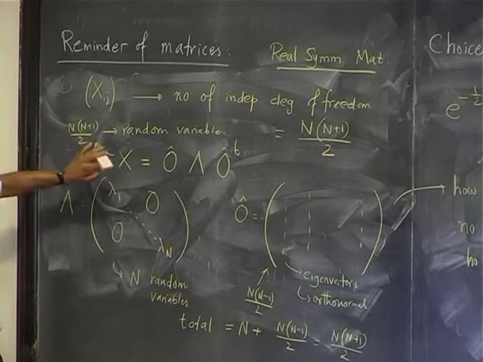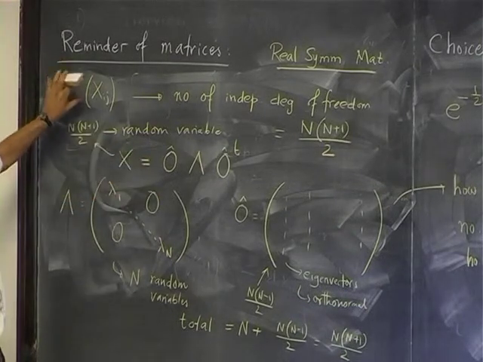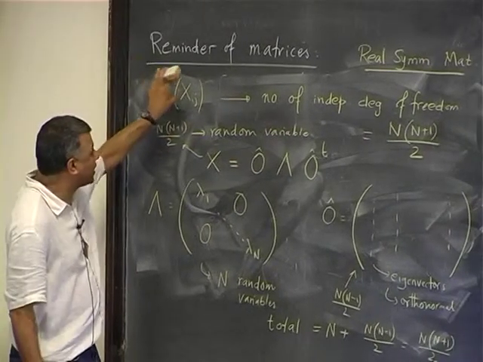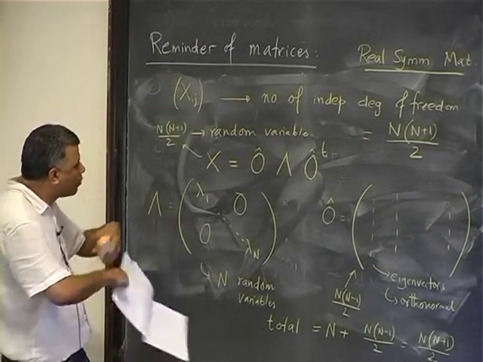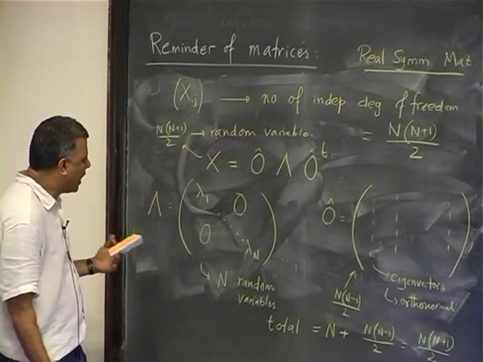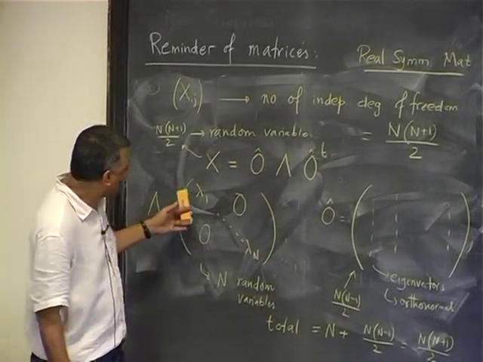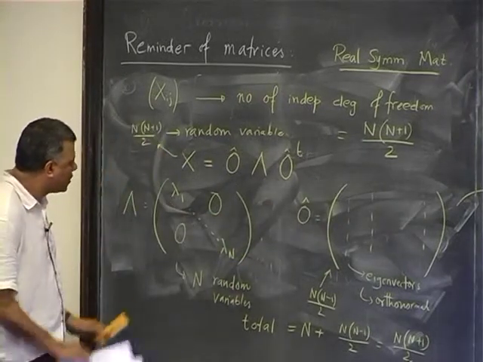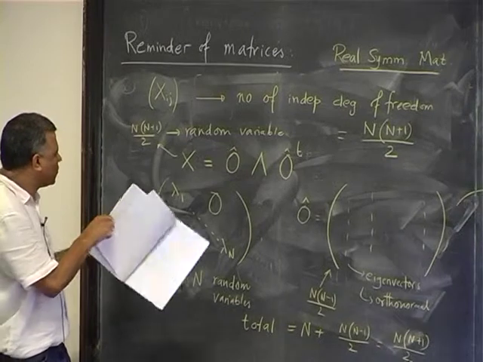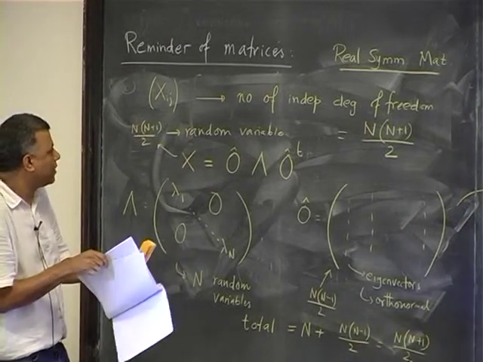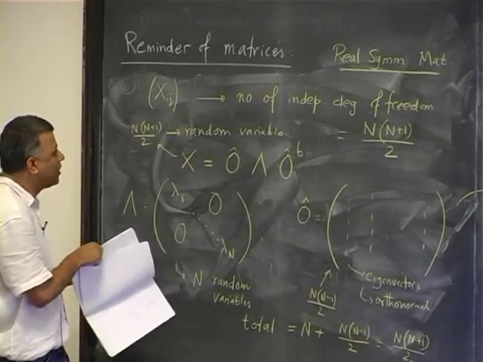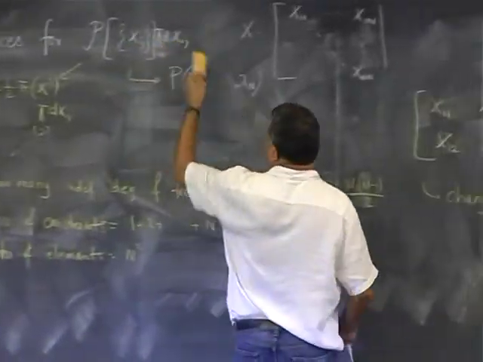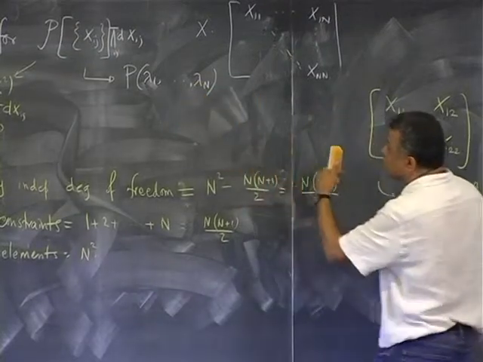So this is just a change of variable. Instead of talking about the n into n plus 1 over 2 degrees of freedom of the original entries x, I'm going to make a change of variable, and talk about the eigenvalues as well as the elements of the eigenvectors. And once you do this change of variable, you want to know how this measure, the probability distribution of the xi's, dxi, is going to change.